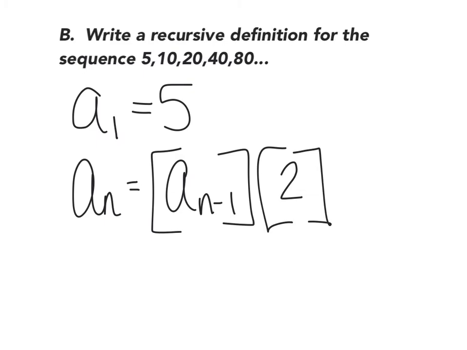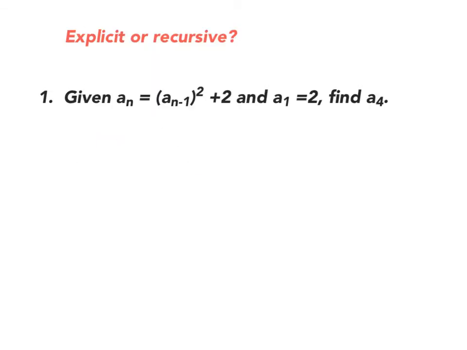Okay, so again, in a recursive sequence, you need a given, and the previous term has to be involved. So I'm taking the previous term and multiplying by 2 to get that pattern. The next group, explicit or recursive? So again, I think recursive is fairly obvious because you use a previous term and you have a given term.